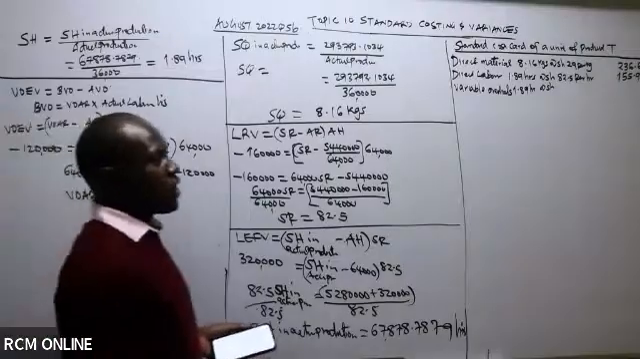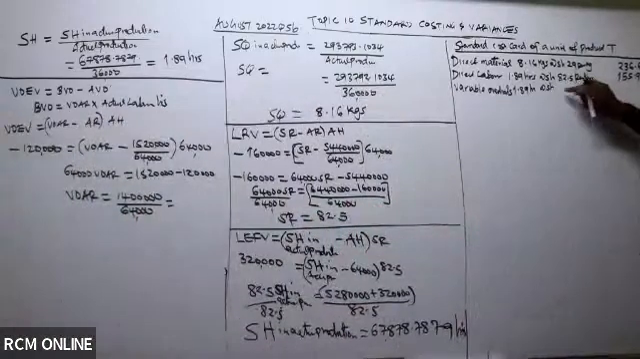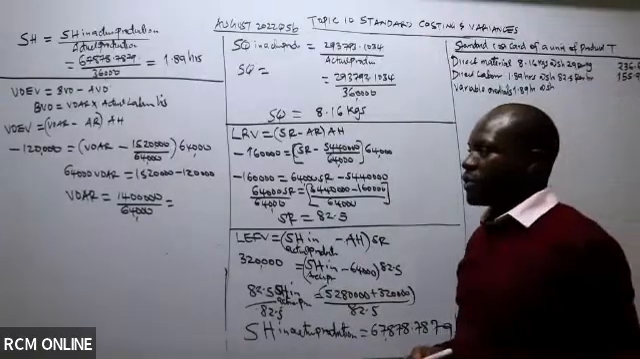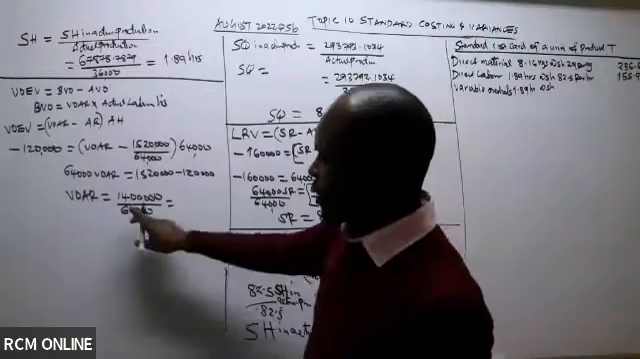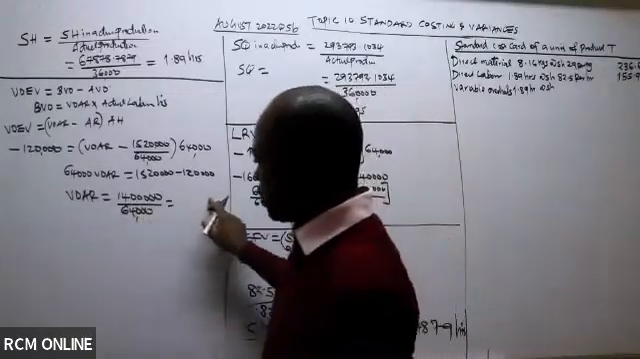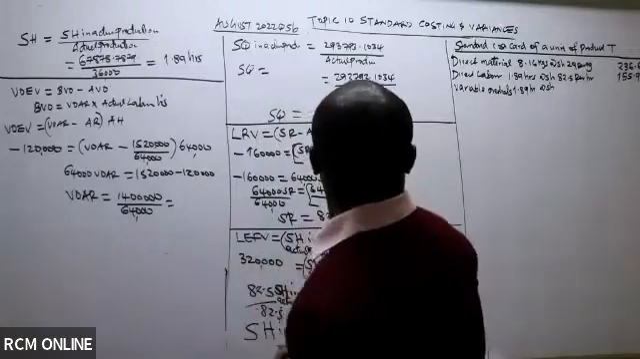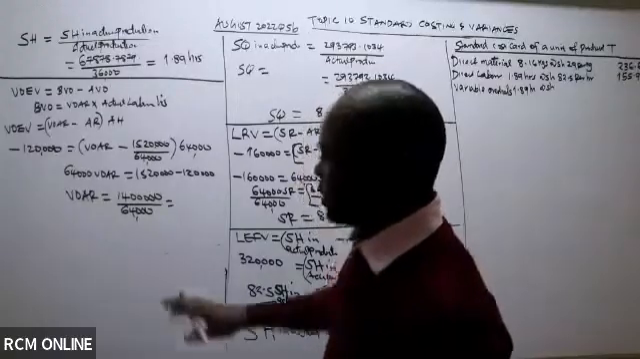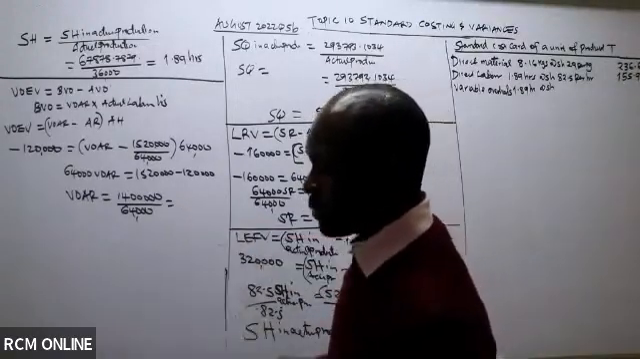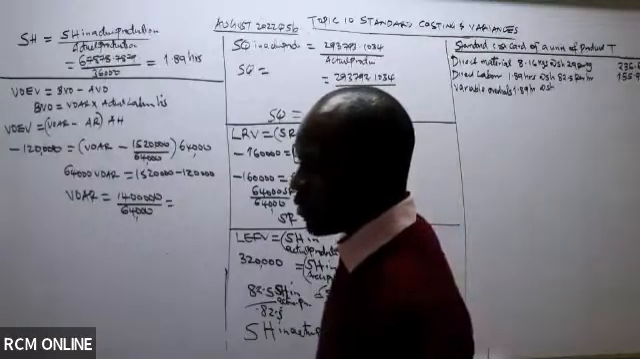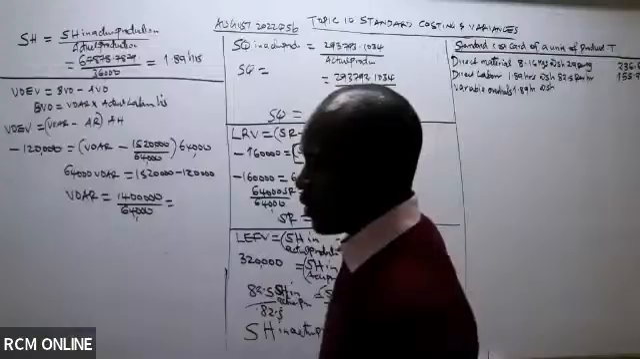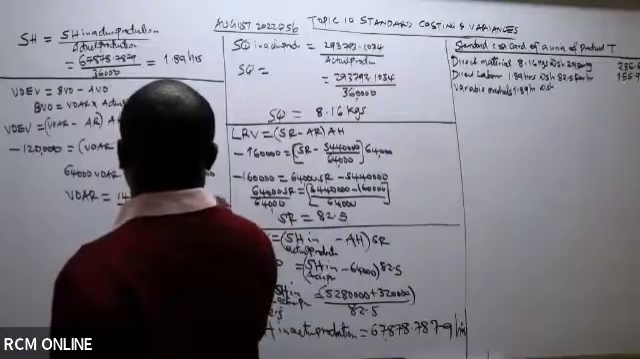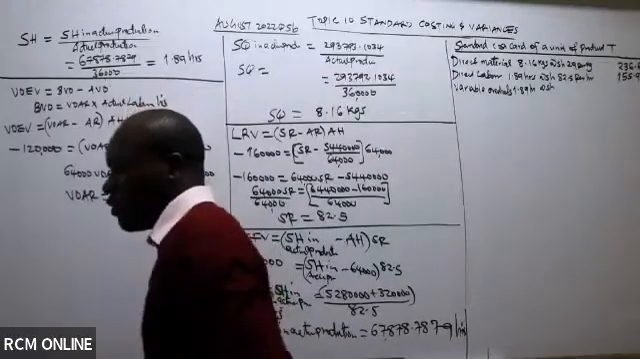Variable overhead absorption rate, it will give us this amount. What will the variable overhead absorption rate be when you check 1400 divided by 64,000? Two decimal places with you. Let's try 3. I think that 3 is the best one, 21.875. That is the variable overhead absorption rate.